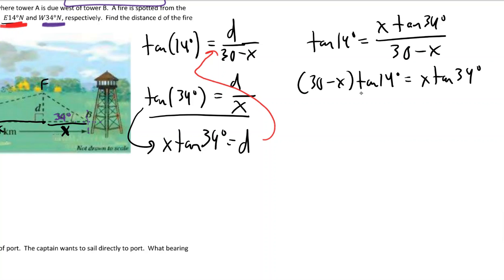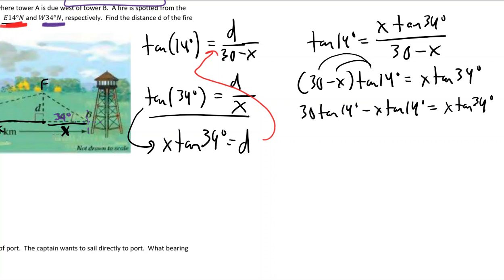If we're trying to solve for x, we've got to get all the x stuff on one side somehow. So tangent of 14 is just a number. Let's distribute it. I've got some x's on the left and some x's on the right, so we need to make a decision and move them all to one side. I'm going to add this over.